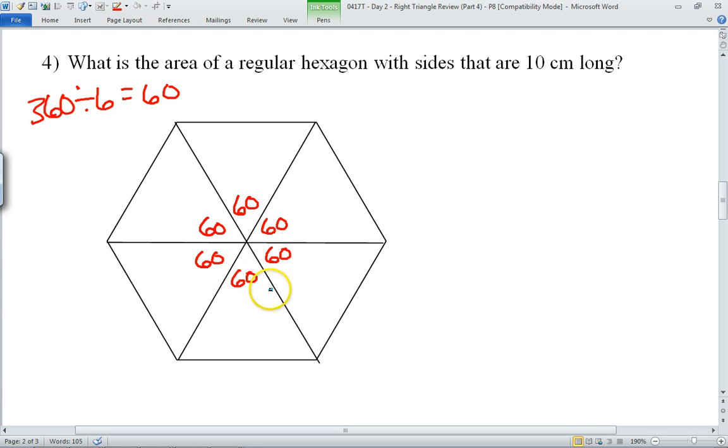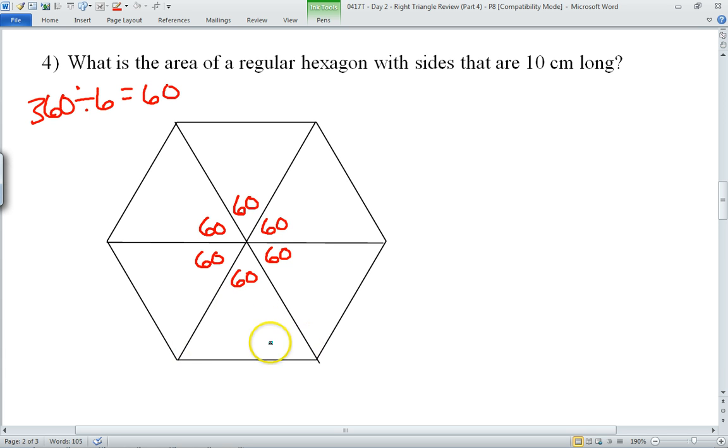Okay, every one of these is 60. That's important because that means I'm going to have 30, 60, 90 triangles. Not yet, but I'm going to. Now, if this angle is 60, can you figure out what these other angles are going to be down here? Think of it this way. How many degrees are there in a triangle? There are 180 degrees in a triangle.